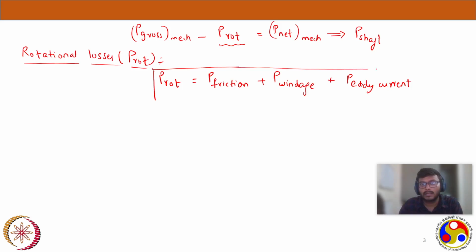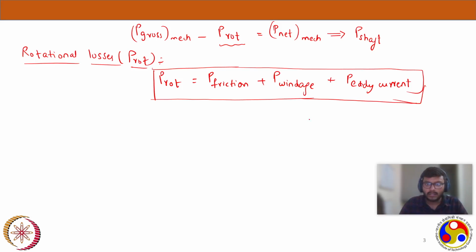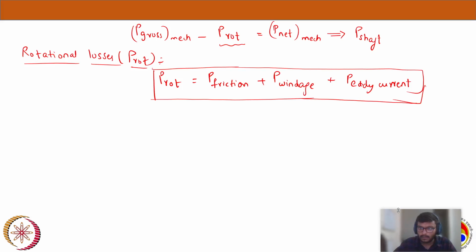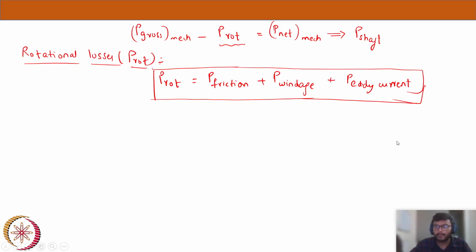So yeah, these are the rotational losses: friction, windage, and eddy current losses. Now, let's take these two poles of a DC machine. Simply, I'm just showing you how eddy current losses will be there. This is a two-pole DC machine.